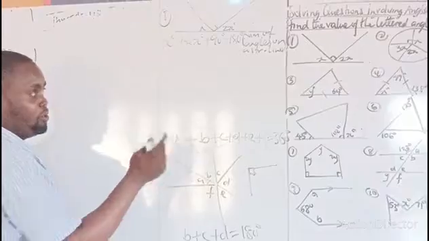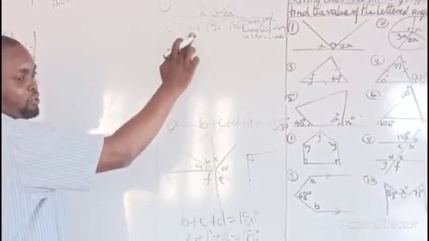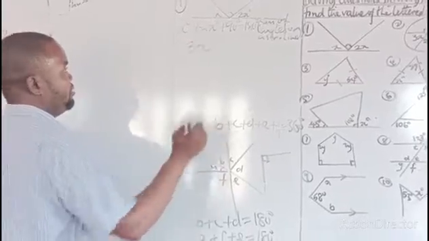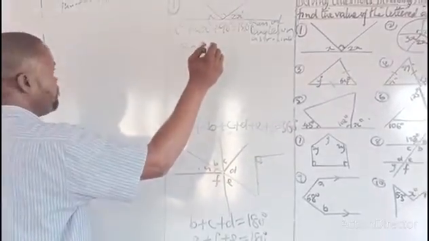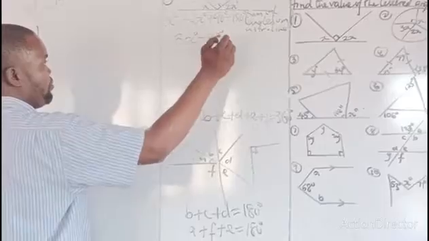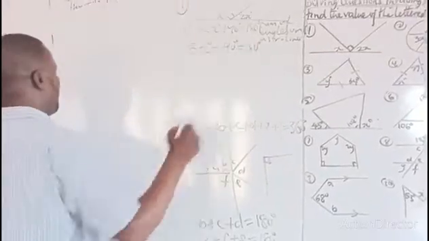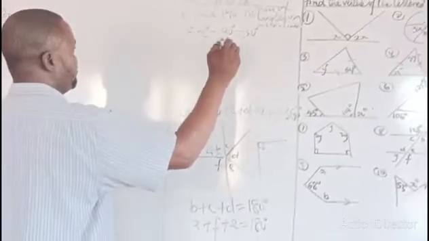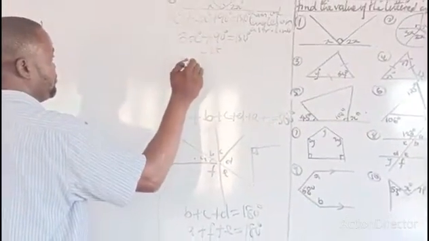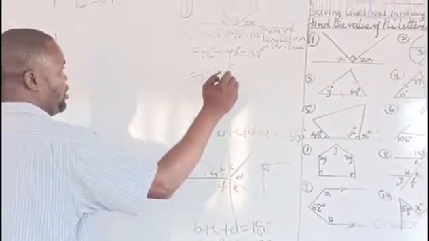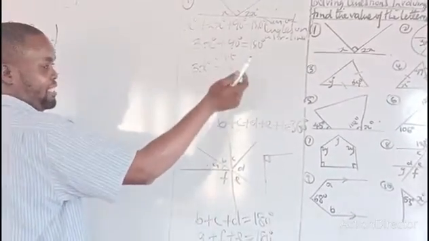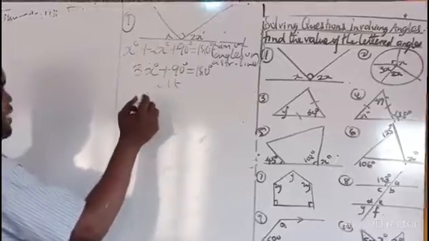So what do we do now? We solve it. x can add 2x, yes or no? Yes. What does that give us? 3x plus 90 degrees. What's the next thing? Collect like terms. So we have 3x plus 90 degrees equals 180 degrees. Nothing is alike with 3x, right? Yes.